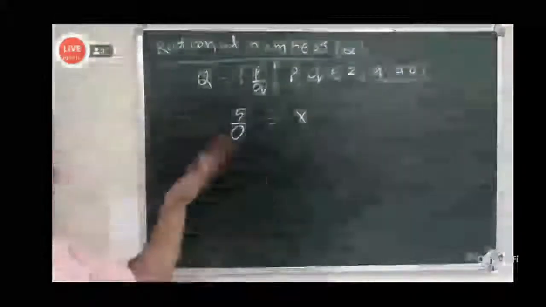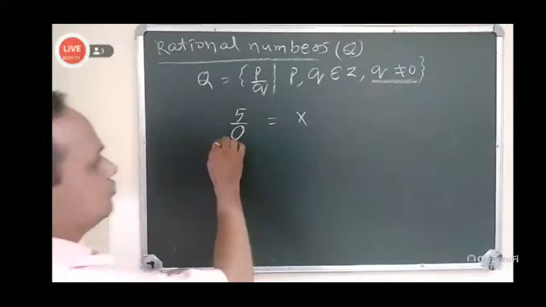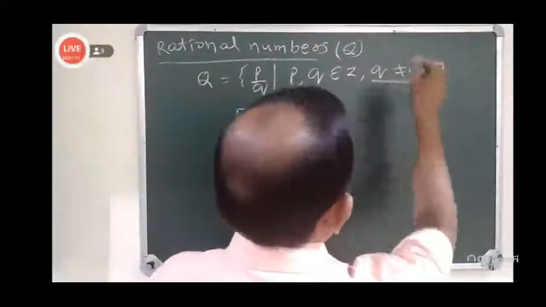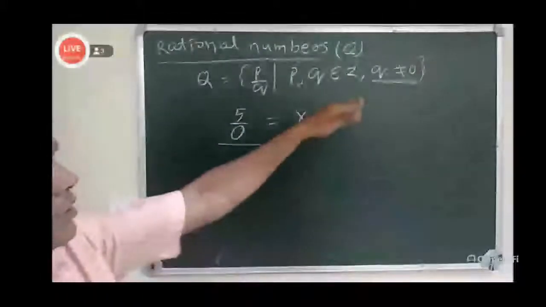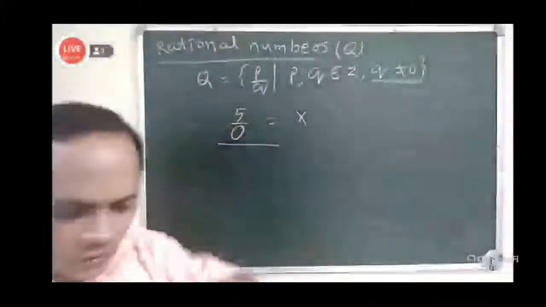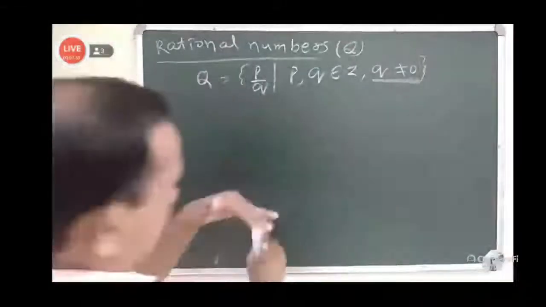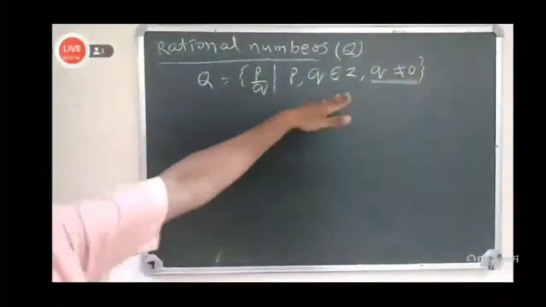We cannot divide any number by 0 in the real number system, so it should be avoided. The most important point is that Q is not equal to 0. This point is most important, so we should keep in our vision that Q is not equal to 0.